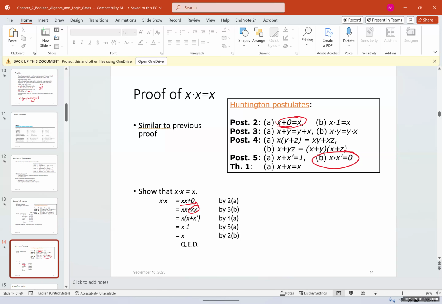And then we can distribute that. We can say it's x times x plus x prime. And we already know that x plus x prime gives us 1. And then x times 1 gives us x. So the second theorem was also proved.